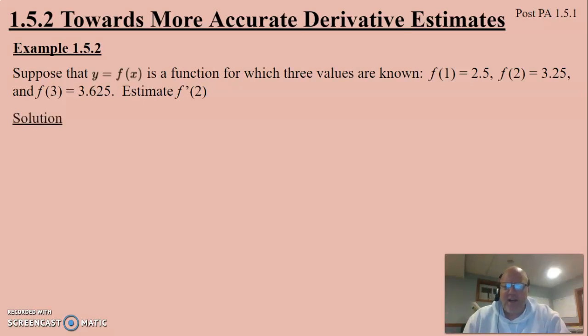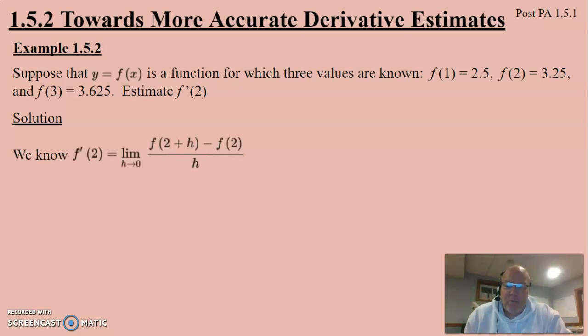So since we're trying to find f prime of 2 and I know f of 1 and f of 3, we could let h represent negative 1, which would be the average rate of change from 1 to 2, or we can let h represent a positive 1, which would be the average rate of change from 2 to 3.